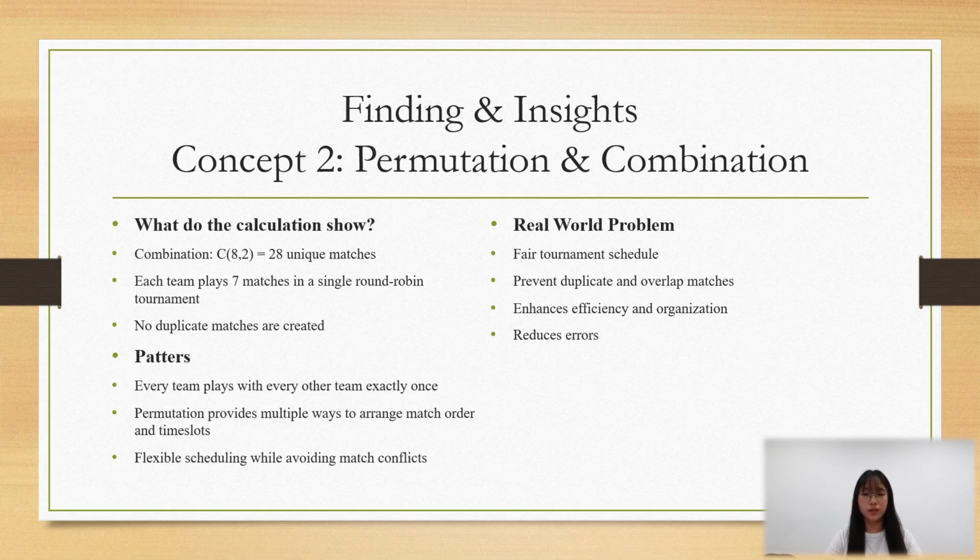Next, we will use the permutation where the order is important. After determining the 28 matches, permutation helps us to arrange these matches in different time slots and playing order. This allows the tournament organizer to create a schedule that avoids clashes and ensures every team has enough rest time between the matches.